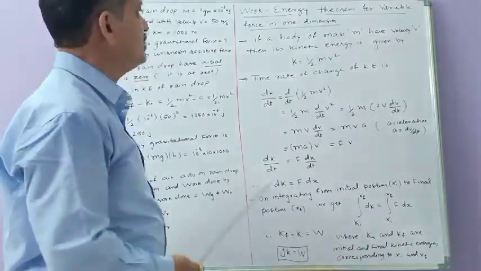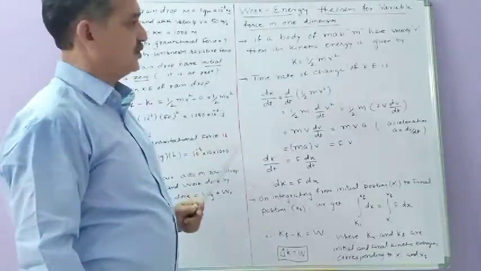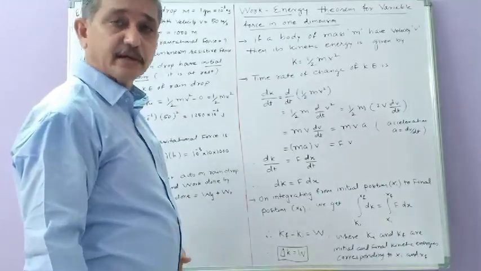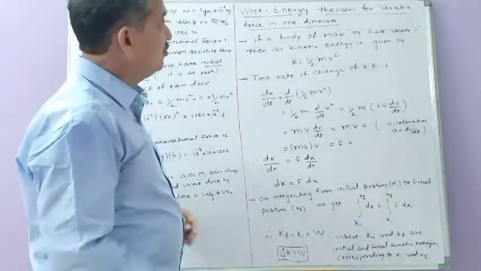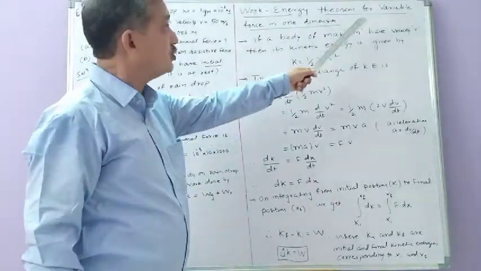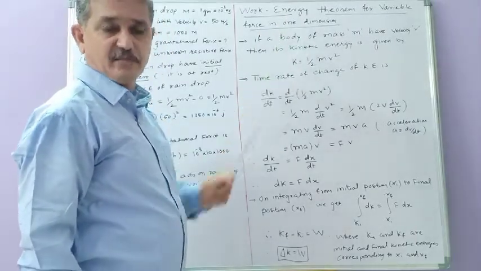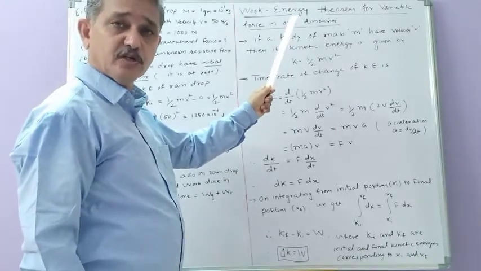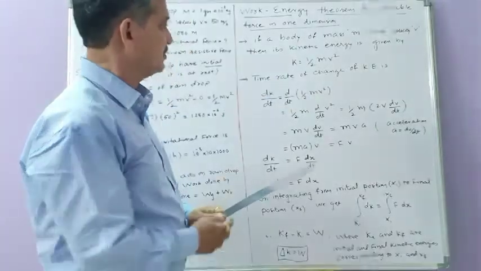Now the next topic is the work energy theorem for variable force in one dimension. We have studied the work energy theorem, that is W equal to delta K. The same equation we will obtain here, now not for constant force but for variable force, and that too variable force in one dimension. In one dimension means here the magnitude of the force goes on changing but the direction remains constant. That direction is supposed to be x direction.